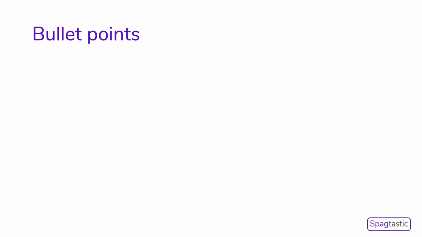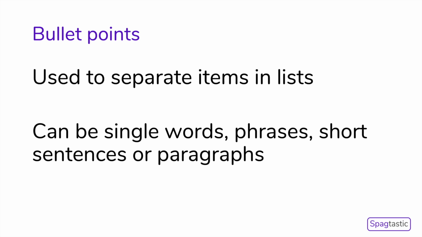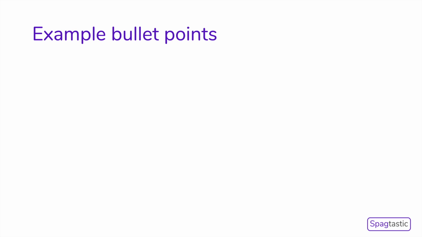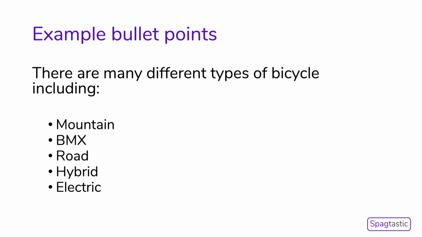The next layout feature we will learn about is bullet points. Bullet points are used to separate items in lists. They can be single words, phrases, short sentences or paragraphs. Here is an example of how bullet points can be used to list the different types of bicycle, with each bicycle type on a new line. There are many different types of bicycle, including mountain, BMX, road, hybrid and electric.